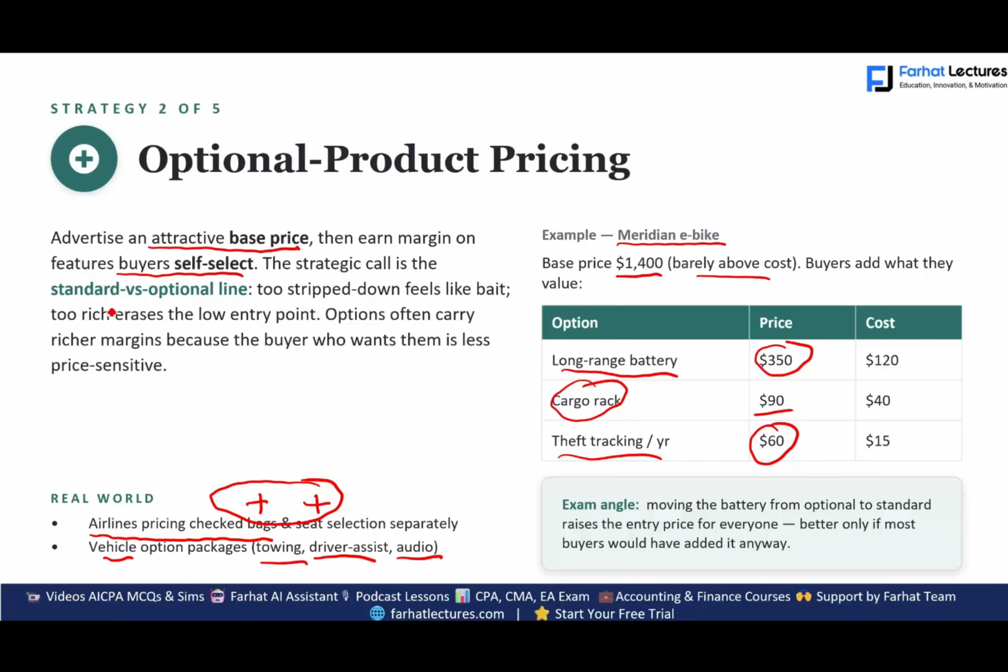So the strategic call is the standard versus the optional line. Too stripped down feels like bait. So that's what they're trying to do, they're trying to bait you. Too rich erases the low entry point. And this is what they try to balance. Options often carry richer margins because the buyer who wants them is less price sensitive.